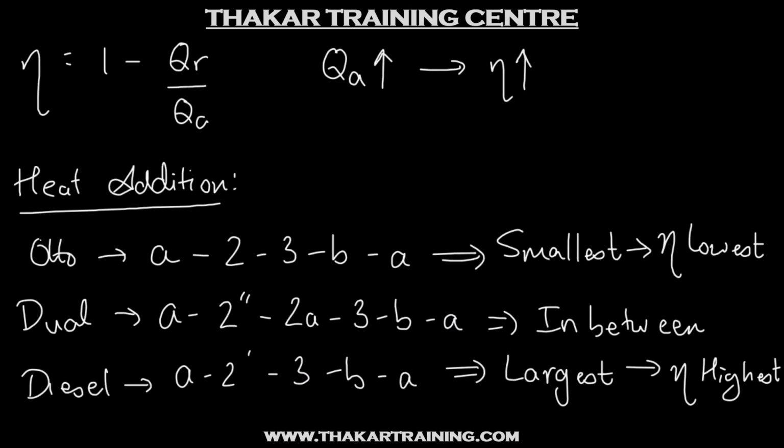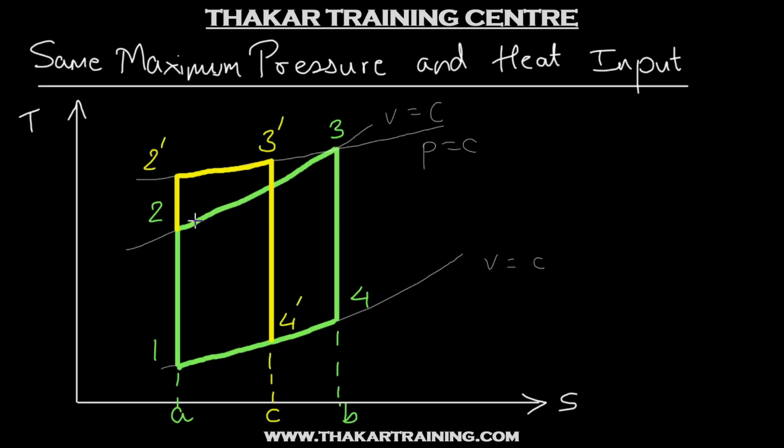Now what is happening is, the heat addition of the diesel cycle is going to be above the Otto cycle, right? So we have to shift point 3 to the left so that the areas become the same, and we ensure that the heat input is the same. Alright. What will happen for the dual cycle?